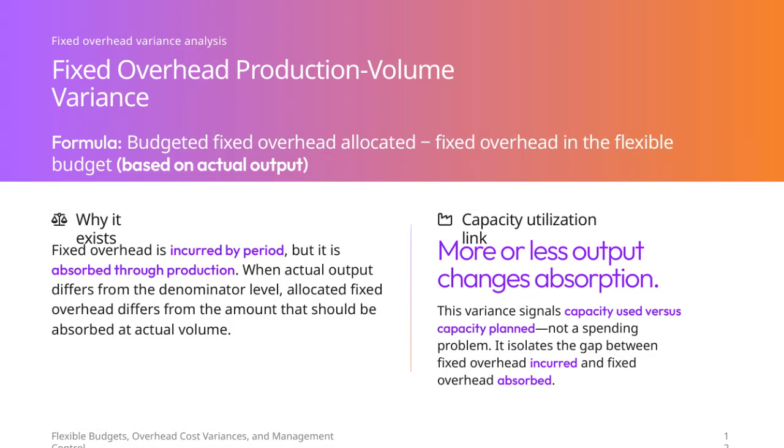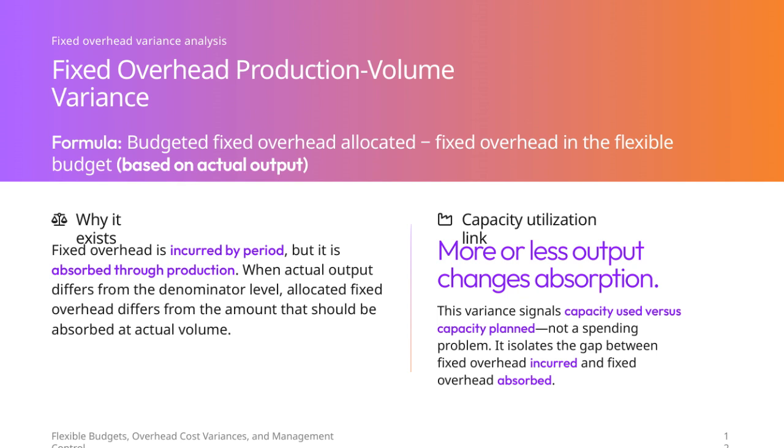Now, let's dive into fixed overhead variance analysis, focusing on the fixed overhead production volume variance. This variance measures the difference between budgeted fixed overhead allocated and the fixed overhead in the flexible budget based on actual output. Essentially, fixed overhead costs are incurred for a period regardless of production volume, but these costs are allocated through production. When actual output deviates from the planned or denominator level, the allocated fixed overhead will differ from what should have been absorbed given the actual volume produced.